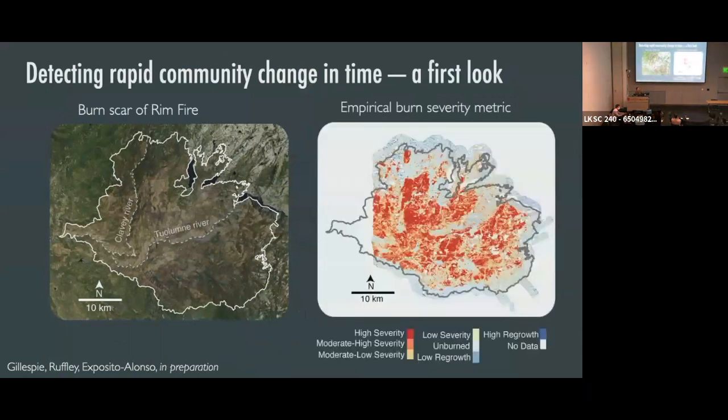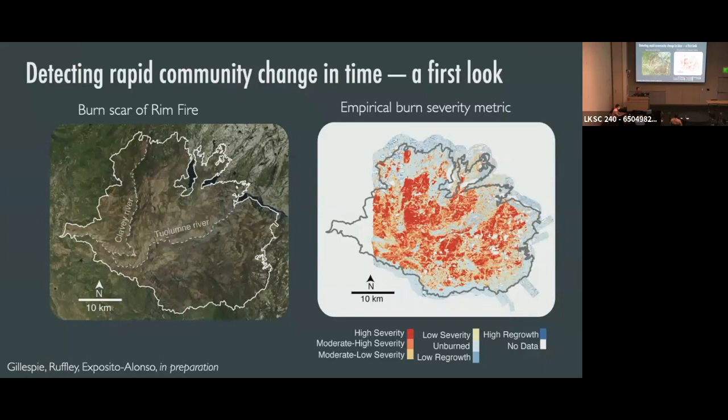And in fact, if we look at the empirical burn severity metric, so this is how hard the fire burned in a given area, you can see that indeed there are many places where there was extreme fire behavior and subsequent scarring.